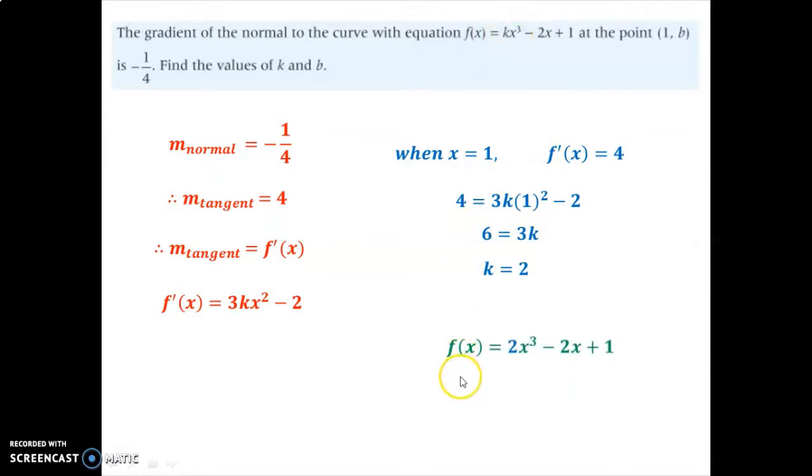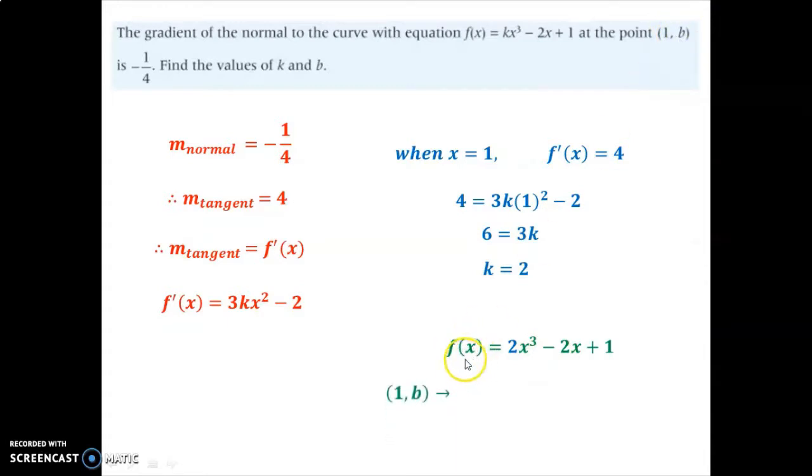Alright, I did it right here. Original function with a 2 in there. And now we have this function which has no variable other than x. So it's like a normal looking function now, and we want to find out what b is. Well, we know that if we put an x value of 1 into this function, the result is a y value, and that y value is b. So we can solve for b, right?